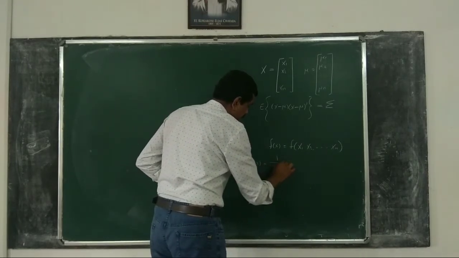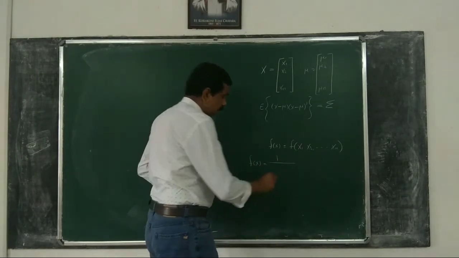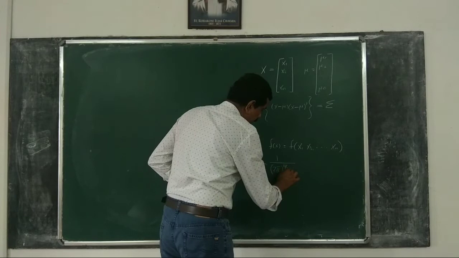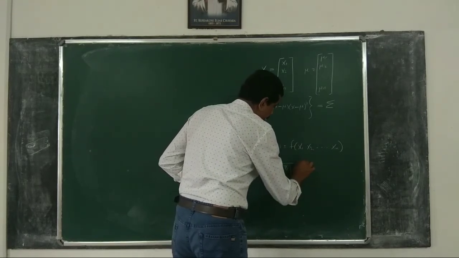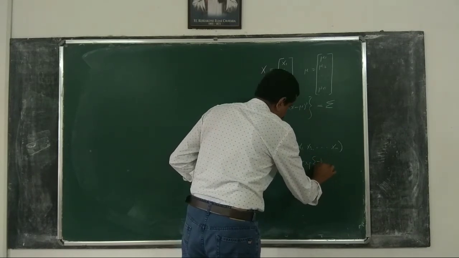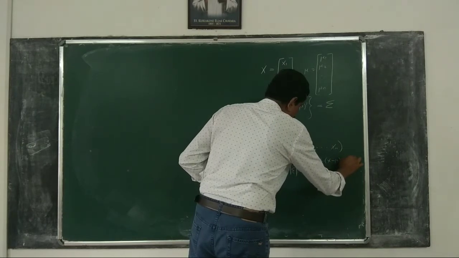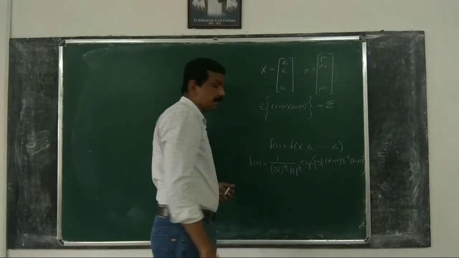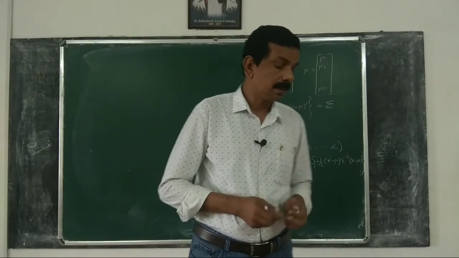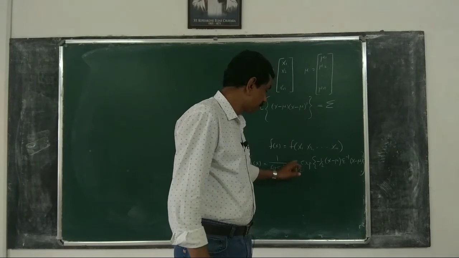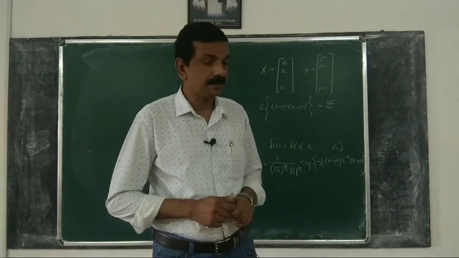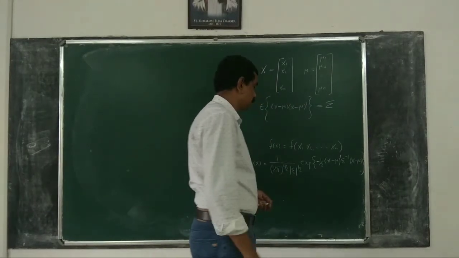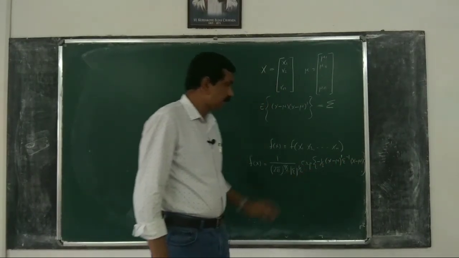The multivariate normal PDF is written as f of x is equal to 1 by 2 pi raised to n by 2, determinant of sigma, the variance covariance matrix, raised to half, times expected, minus half x minus mu transpose sigma inverse x minus mu. This is the multivariate normal PDF.